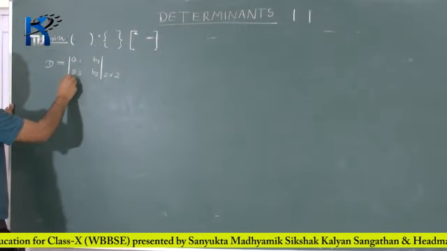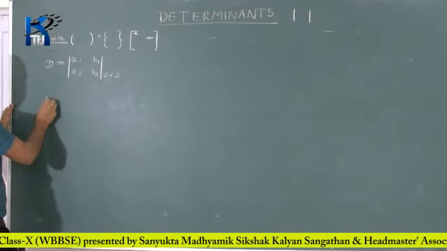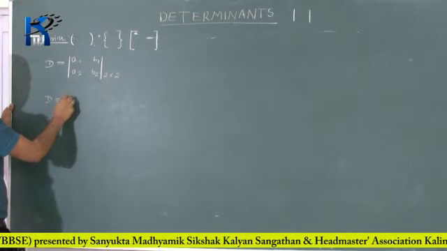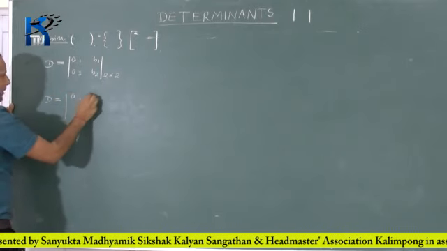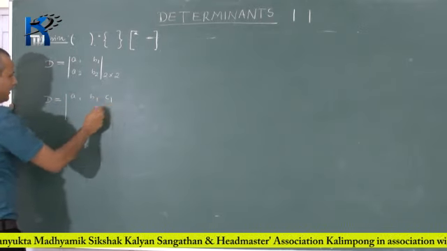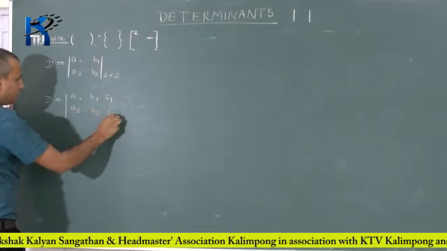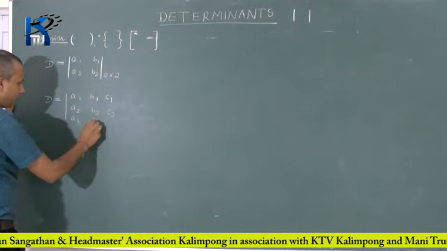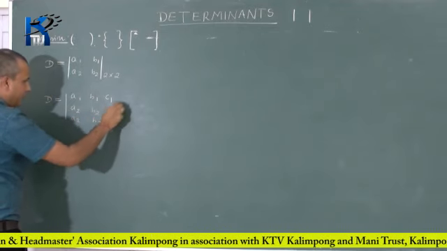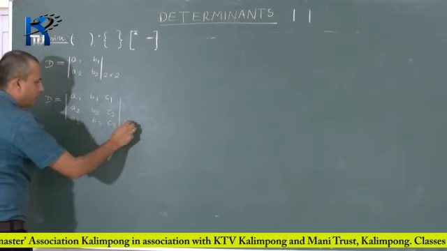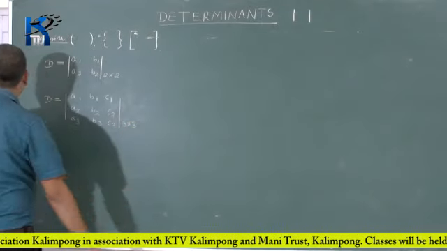Now this is a presentation of determinant. Next, the 3 into 3 determinant: A1, B1, C1, A2, B2, C2, A3, B3, C3. This one is a 3 into 3 determinant.